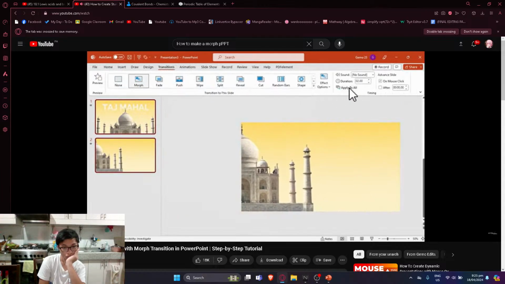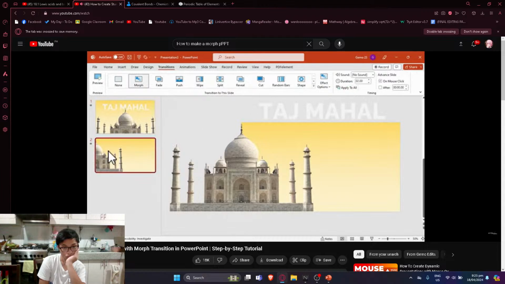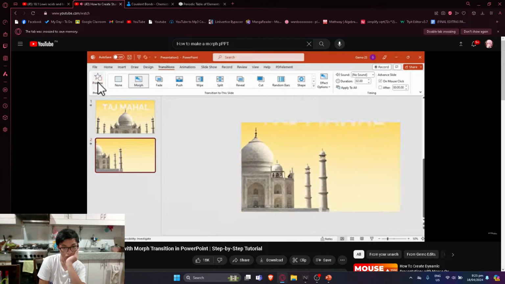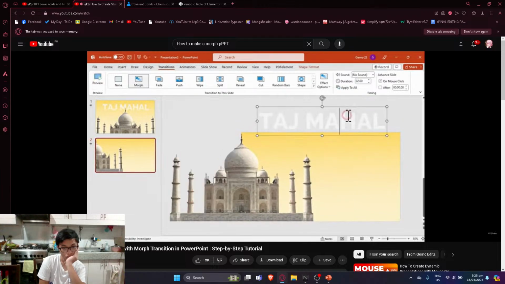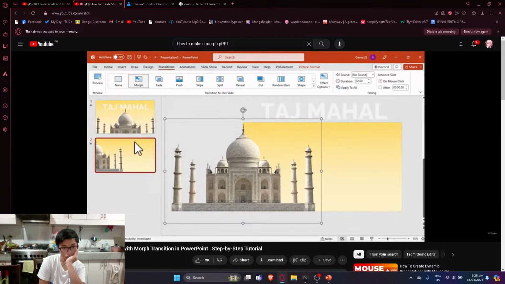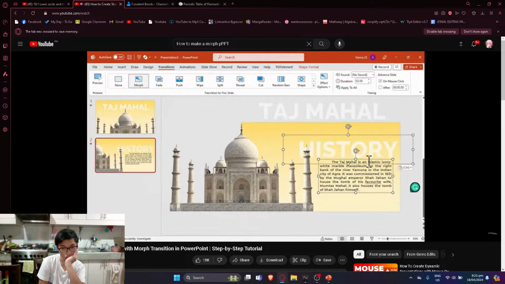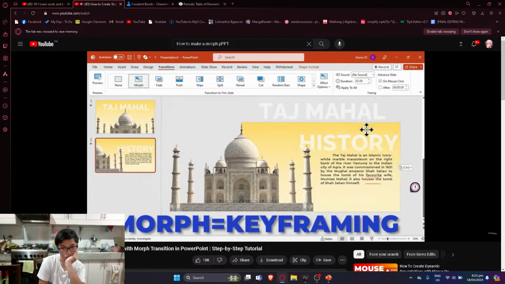As we apply the morph transition, these elements will blend together smoothly. The position of Taj Mahal moves from full scale in the first slide to half in the left part of the slide since we resize and reposition it. The morph transition follows the same principle as keyframing in other editing tools.